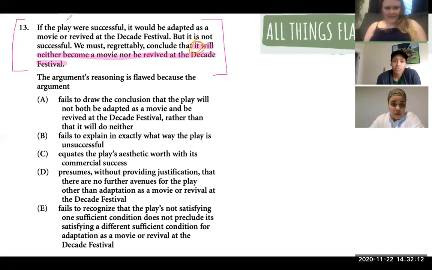The play. Excellent. So what kind of condition does the word "if" introduce? Sufficient. So if the play were successful, so if the play is successful, what is the necessary condition about this? It would be adapted or revived at the festival. Yes, it would be adapted as a movie or revived at the festival.